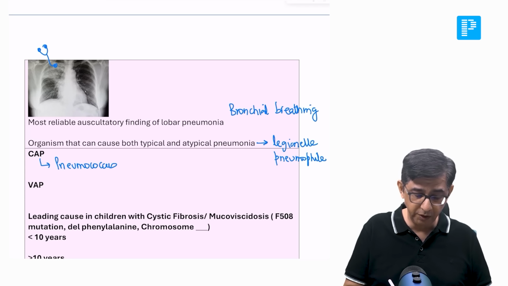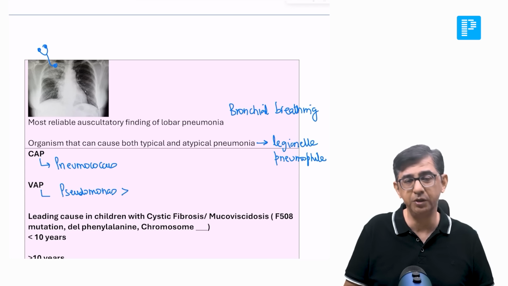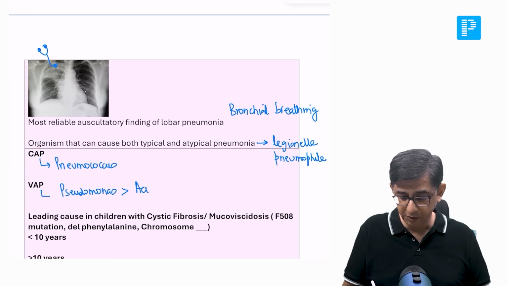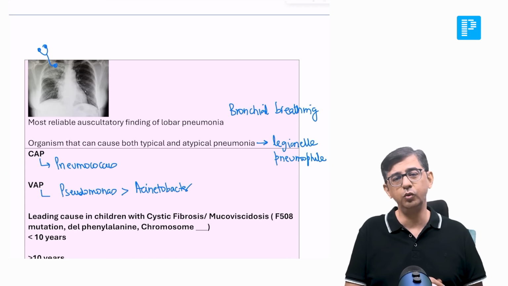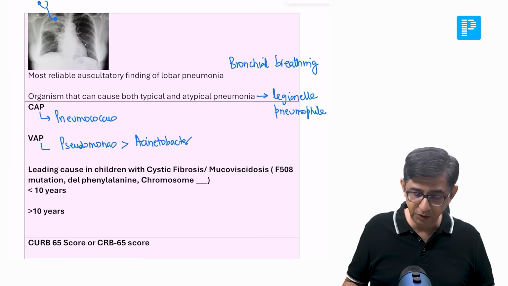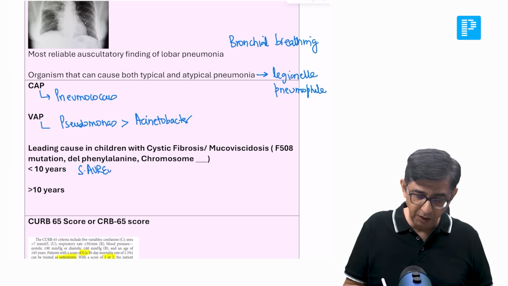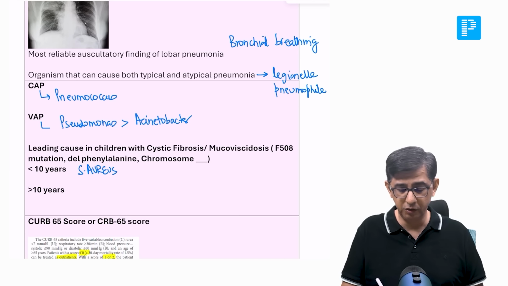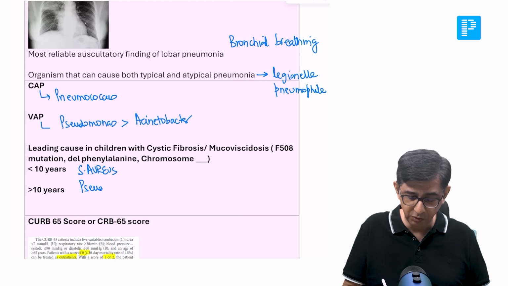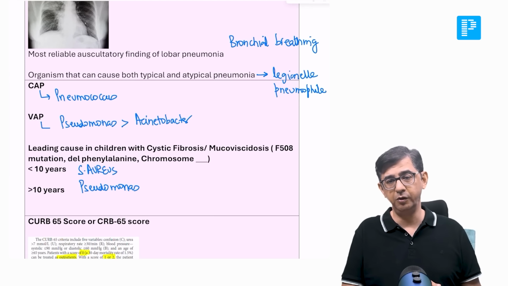For ventilator-associated pneumonia, VAP, it is going to be Pseudomonas. You will encounter a couple of questions in which Pseudomonas is not in the options. If Pseudomonas is not in the options, then your answer would be Acinetobacter. I think this was an INI-CET question where Pseudomonas was not there, so Acinetobacter would be the answer. One of the leading causes in children with cystic fibrosis less than 10 years of age is Staph aureus. If he mentions the same patient after 10 years of age, then I will answer Pseudomonas. So the organism tends to change with the age and the repeated hospitalizations of a patient.